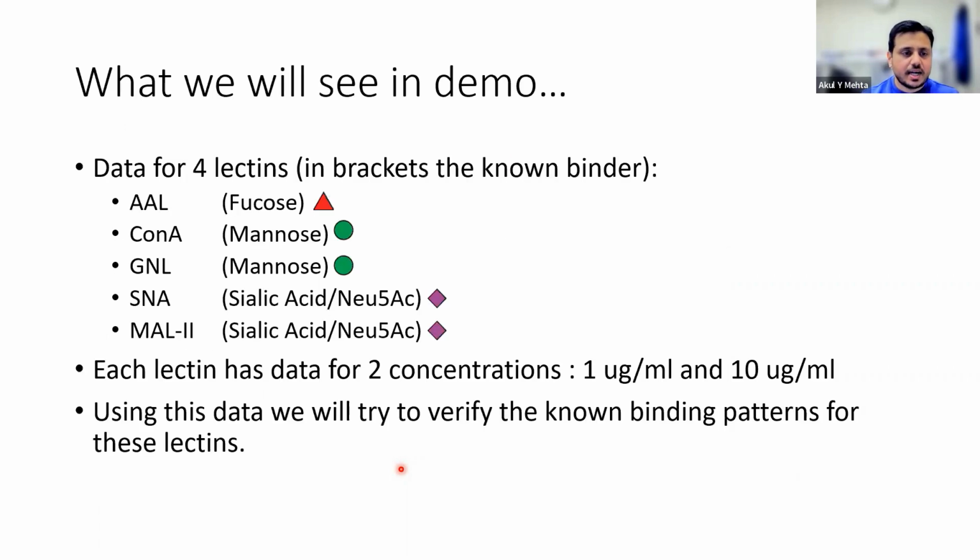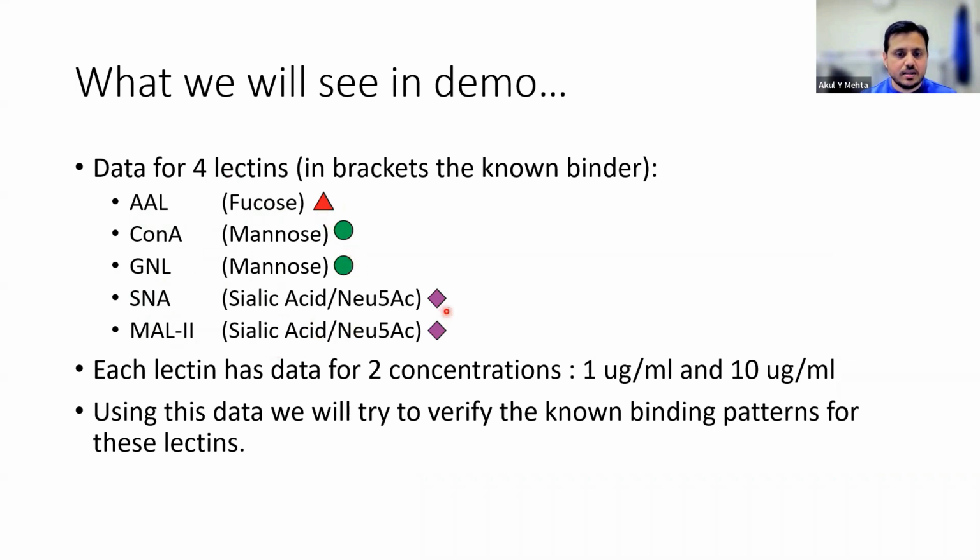Just to give you an idea of what we will see in the live demo, we will see data for, actually it's 5 lectins, not 4. And in the bracket, these are the known binders for these lectins. So like AAL binds to fucose, ConA binds to mannose, GNL binds to mannose, SNA binds to sialic acid, and MAL2 binds to sialic acid as well.